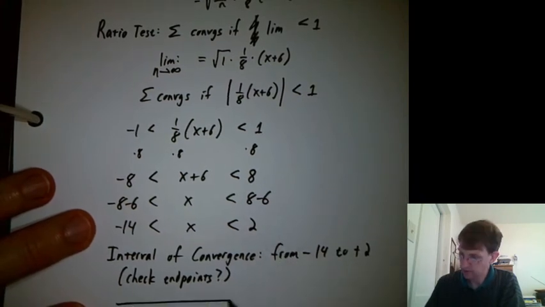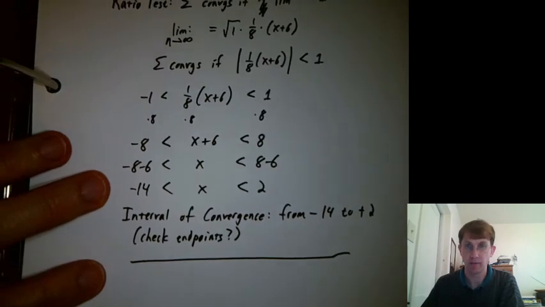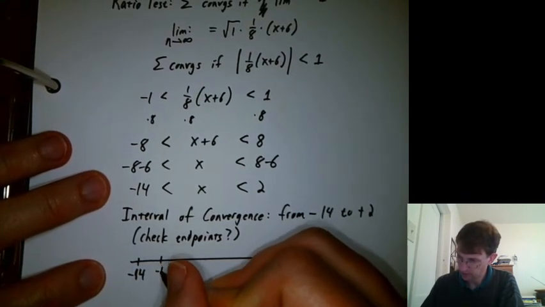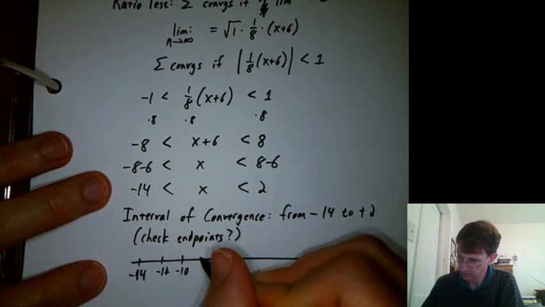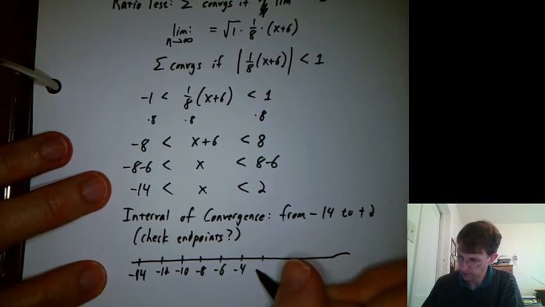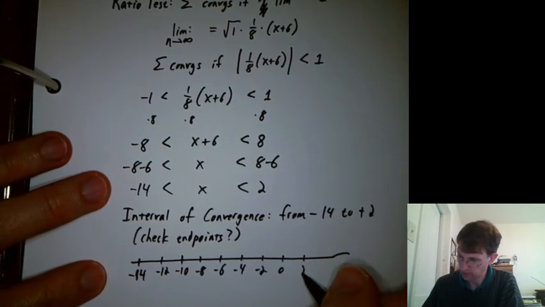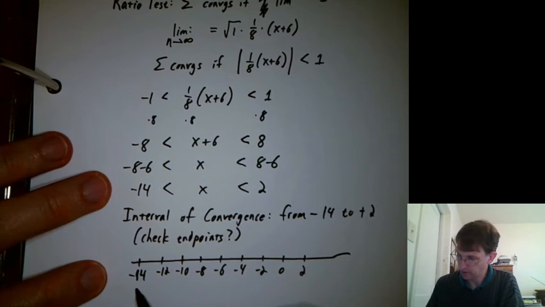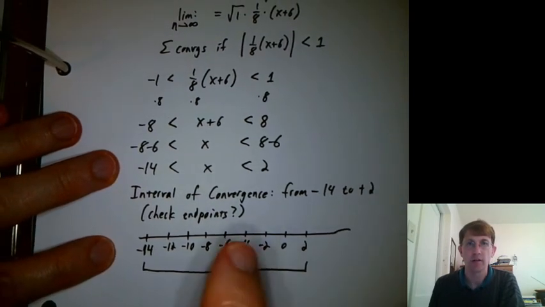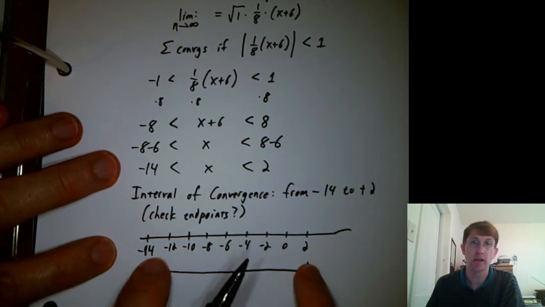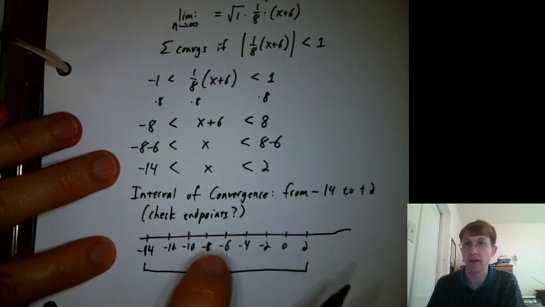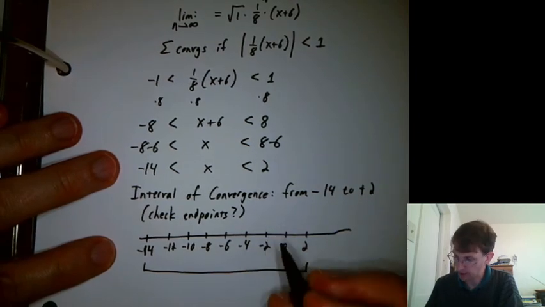Let's diagram what's going on here. We've got -14, let's go -12, -10, -8, -6, -4, -2, 0, 2. So that's our interval of convergence. What's our radius of convergence? Well, you could say take the whole width is 16, and then take half of that, so the radius of convergence would be 8.